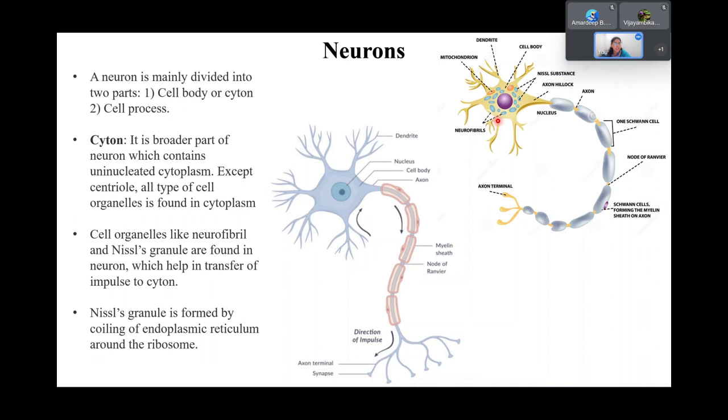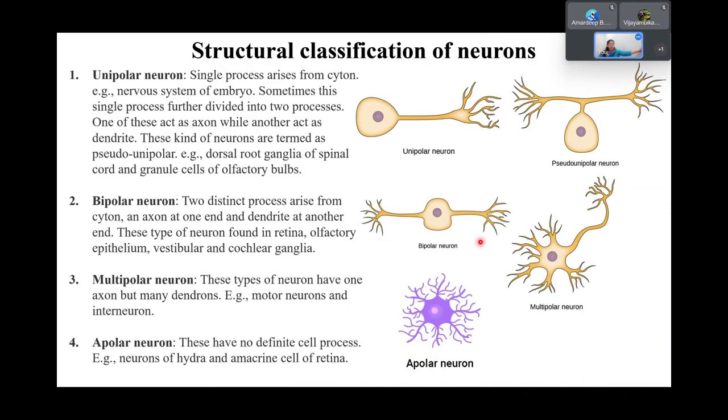Next, you have bipolar. So you have two distinct processes that definitely arise from the cyton, but the cyton will be in the middle, and you have one process from one end and the other process from the other end. And these are found in the retina or olfactory epithelial layer, vestibule or cochlea. So basically the ears, auditory and visual information.